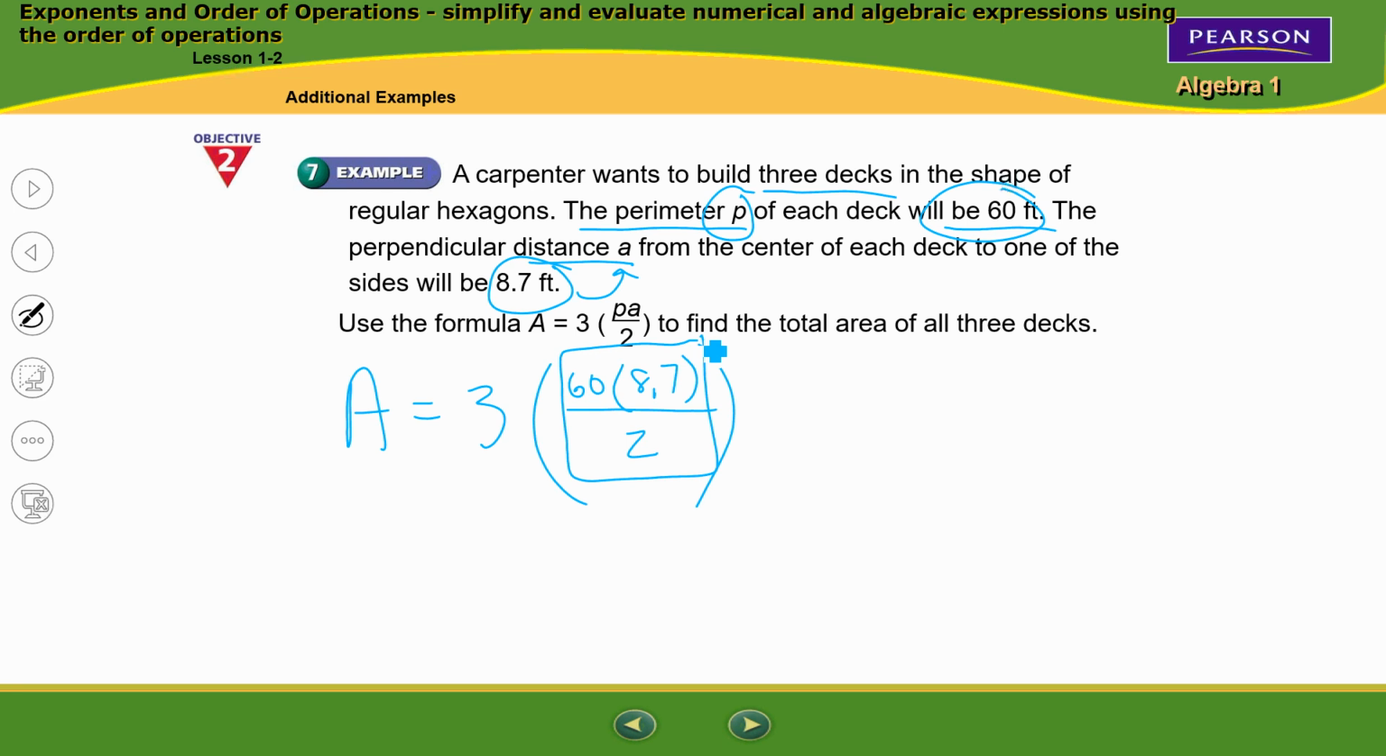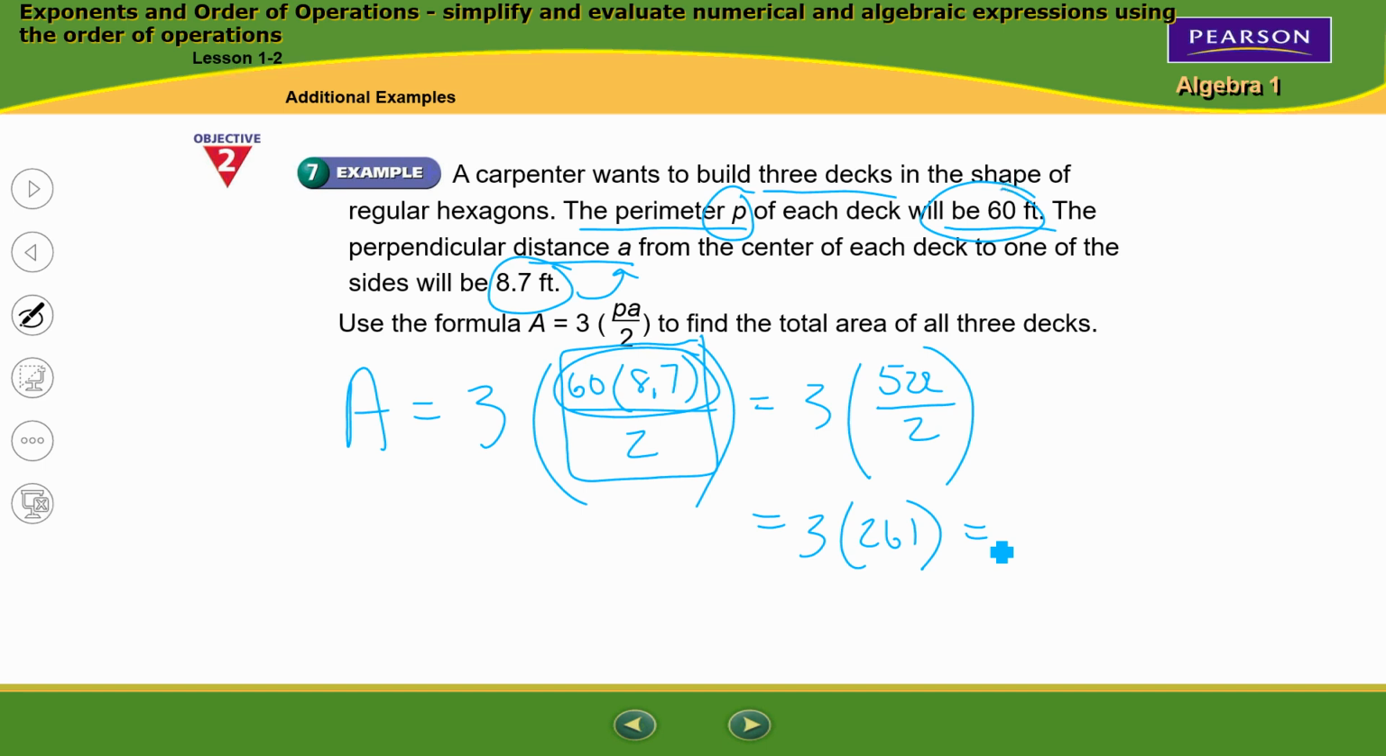So we've got, I'm going to put an equal sign here, 3 parentheses. All I did here was the 60 times the 8.7, and I got 522 divided by 2. Still in the parentheses, I've now got division, so we're going to divide 522 by 2. And we got 261. So now we've got 3 times 261. Finish that off, 3 times 261, 783.